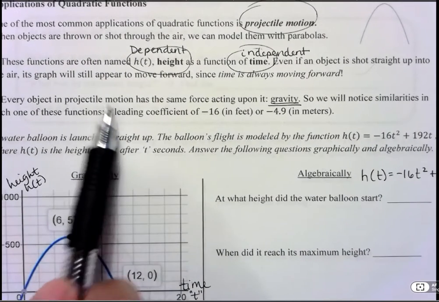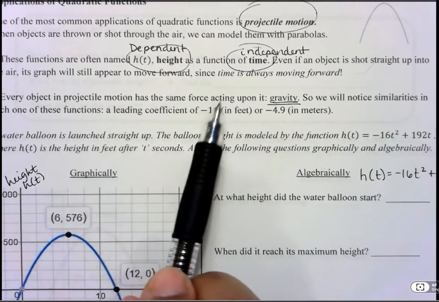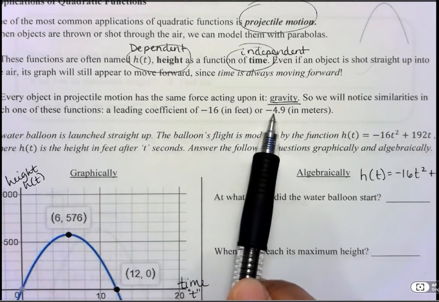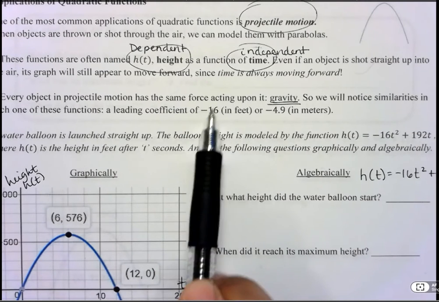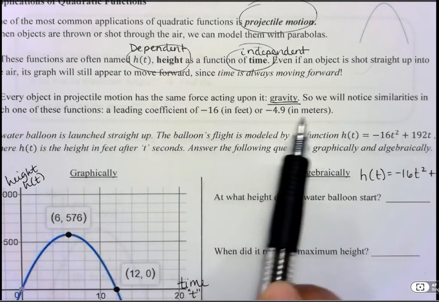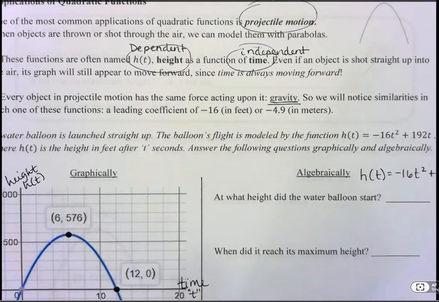Every object in projectile motion has the same force acting on it, gravity. So you're going to see these numbers appear over and over again. Negative 16 refers to when it's in feet, and negative 4.9 is the gravity coefficient in meters.